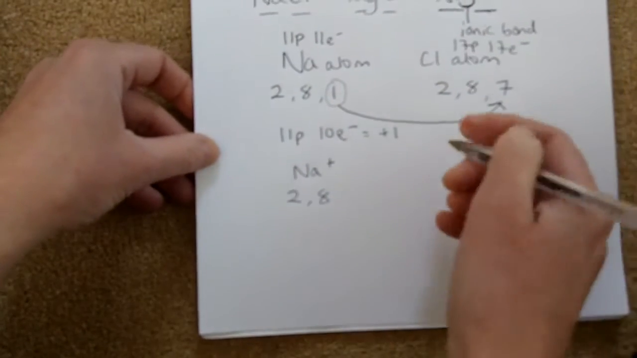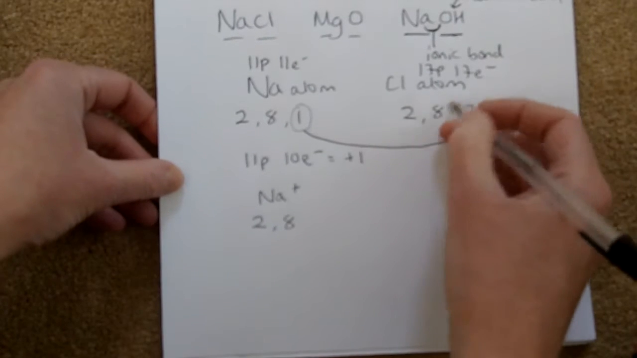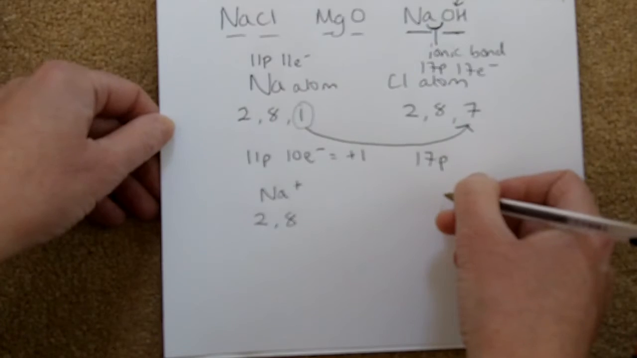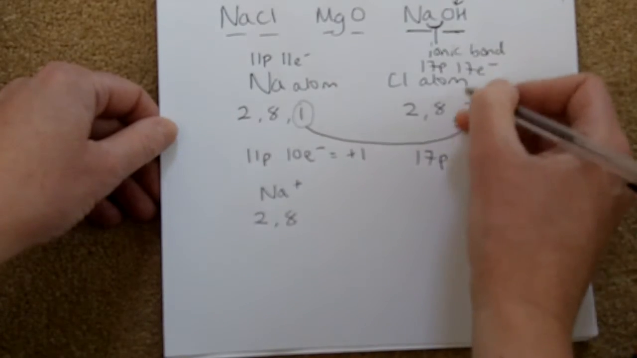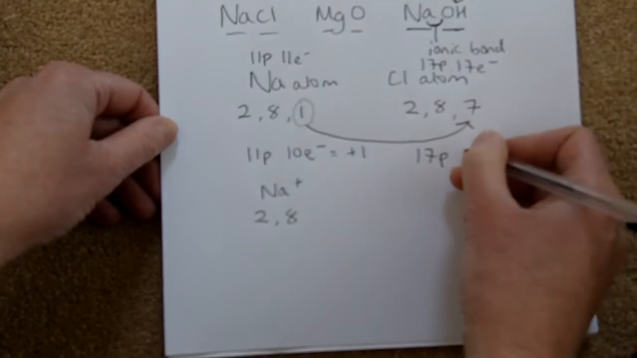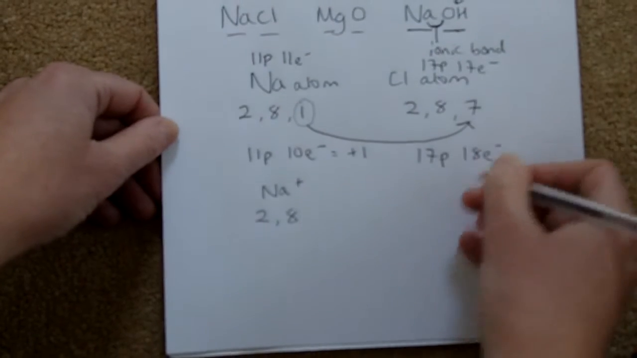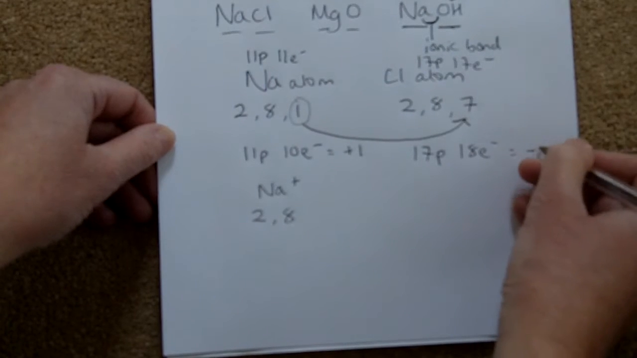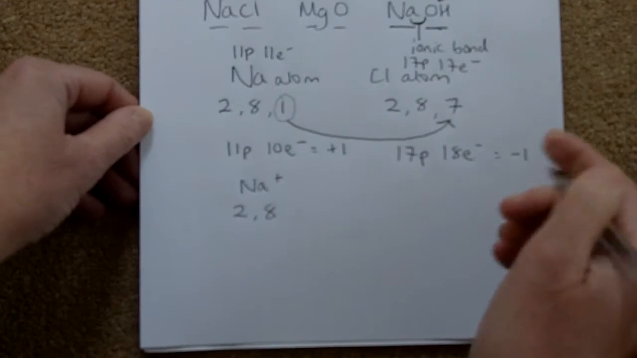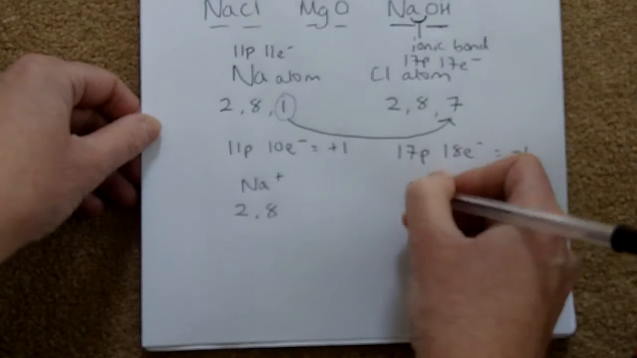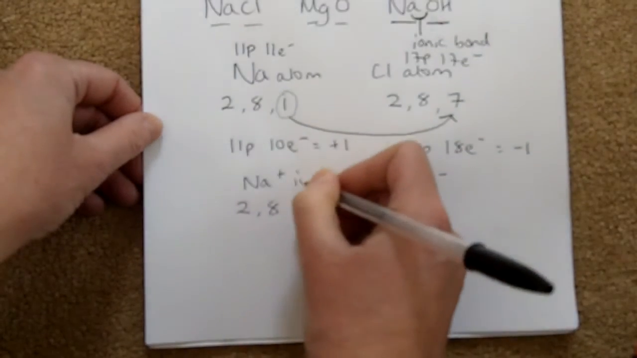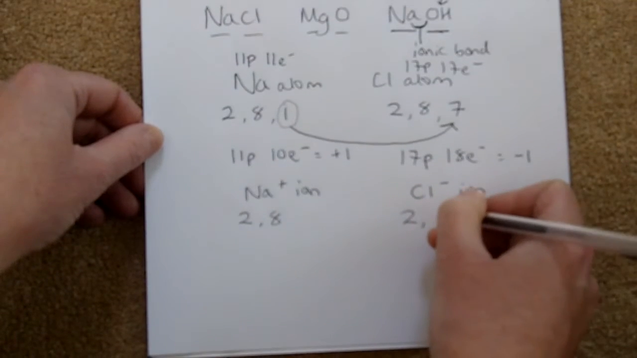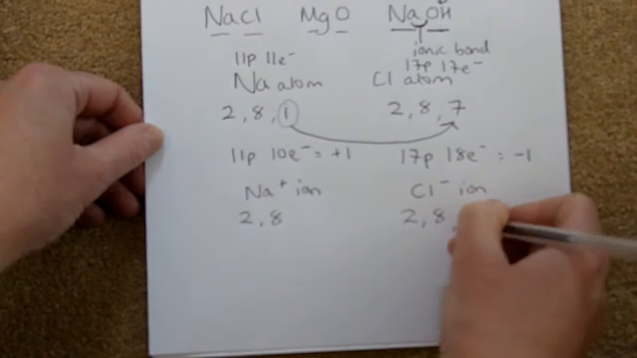Okay, and if we go over here, chlorine has still got 17 protons in its nucleus, but it's now got an extra electron from sodium, so it's got 18 electrons. If you put them together, that's going to give an overall charge of -1. It's got 1 extra electron. So this is now an ion. It's a charged atom. That's an ion, and it's got the electronic configuration 2, 8, 8.